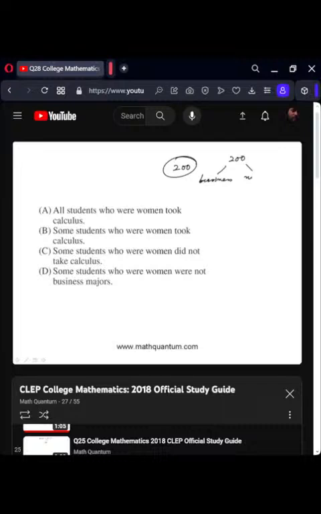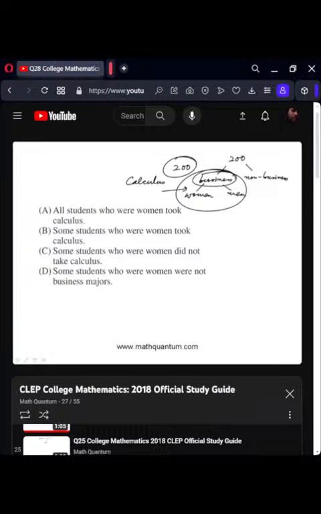No one business. We'll see if this demarcation is important. And some students who were business majors were women, so women, men, and all students who were business majors took calculus, so all of these are going to take calculus. Which of the following is a valid conclusion from the survey? So go through all the choices.